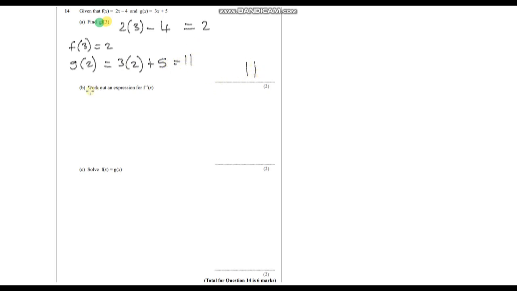Now for part B, it says work out an expression for f inverse of x. So what we're doing here is we're doing the inverse operations.